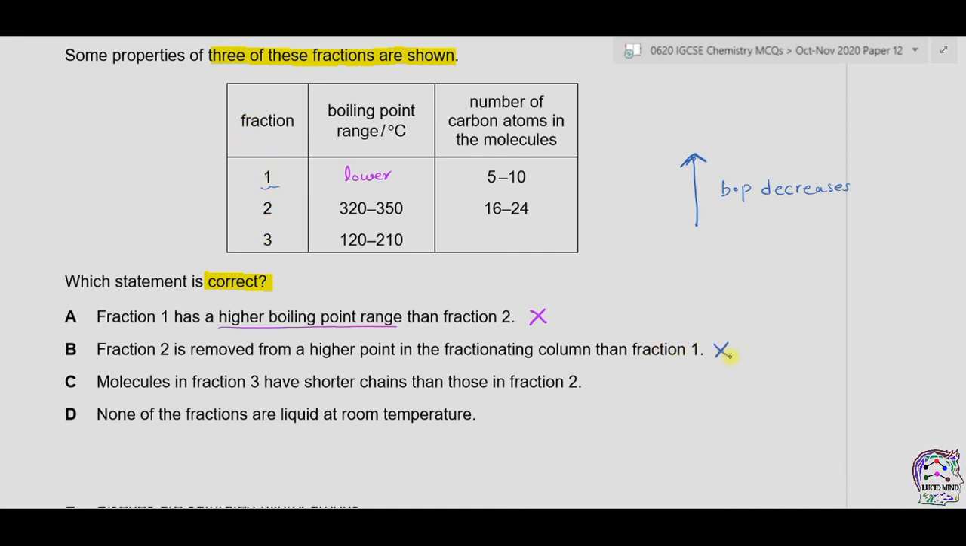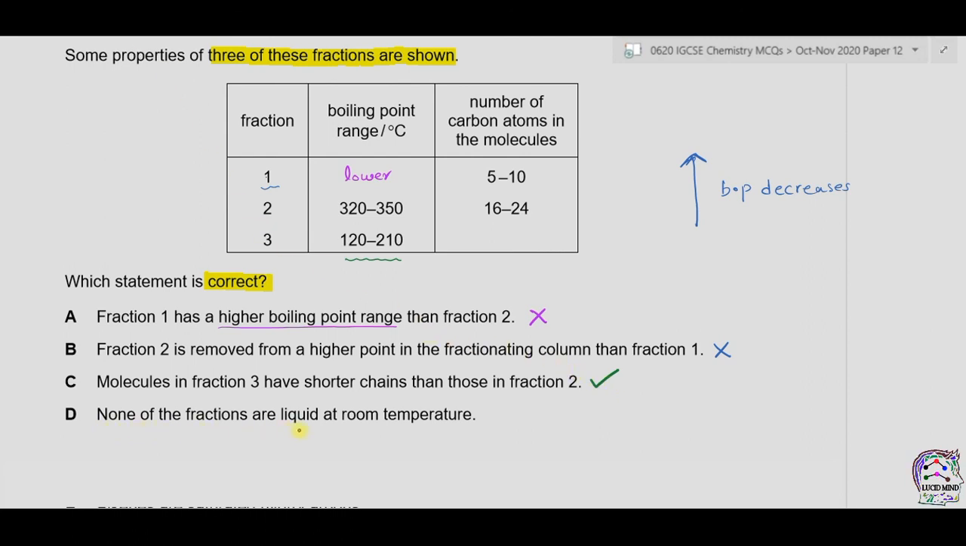So B is incorrect. C. Molecules in fraction 3 have shorter chains than those in fraction 2. As we can see that the boiling point of fraction 3 is less than fraction 2, so it means that molecules in fraction 3 would have shorter chains than in fraction 2. So this statement is correct. Shorter chains produce low boiling point as compared to longer chains.